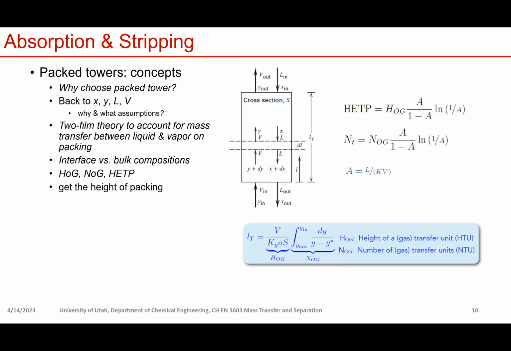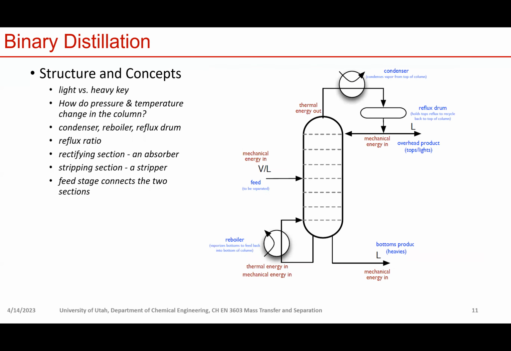Okay. Then with some assumptions, we derive that basically HETP, the height equivalent of a theoretical plate, is a function of HOG and A, right? A is basically dependent on how you operate the tower and the K value. Okay. NT, the theoretical number of plates, is also a function of NOG and A. So any questions about that?